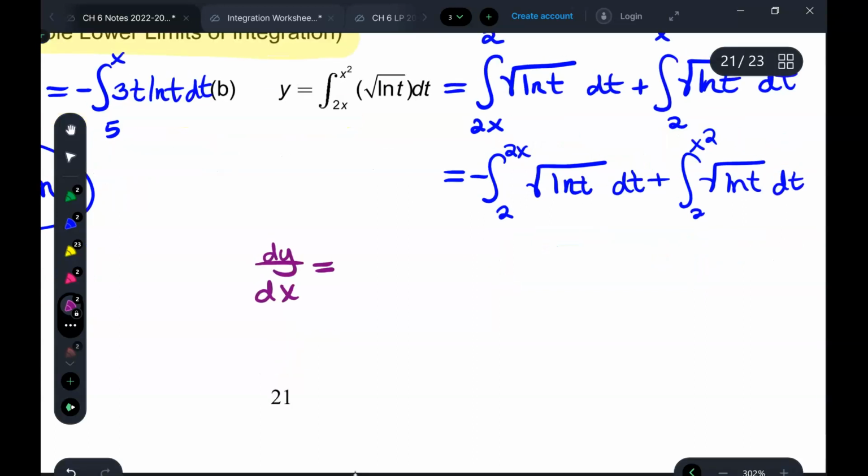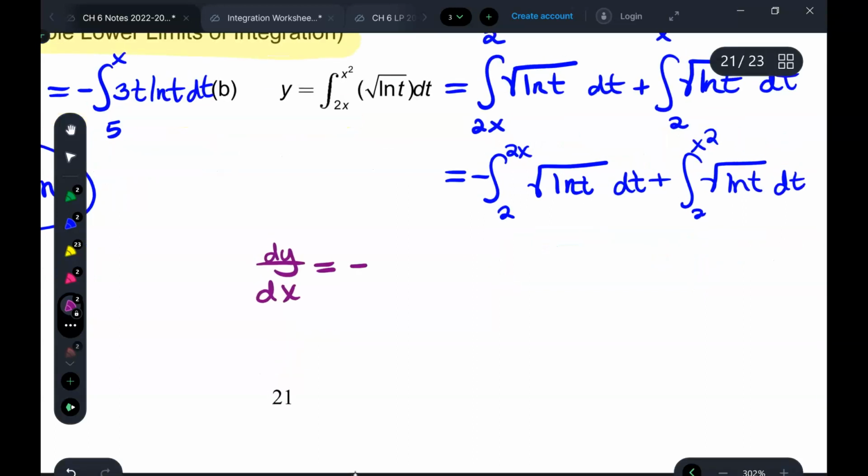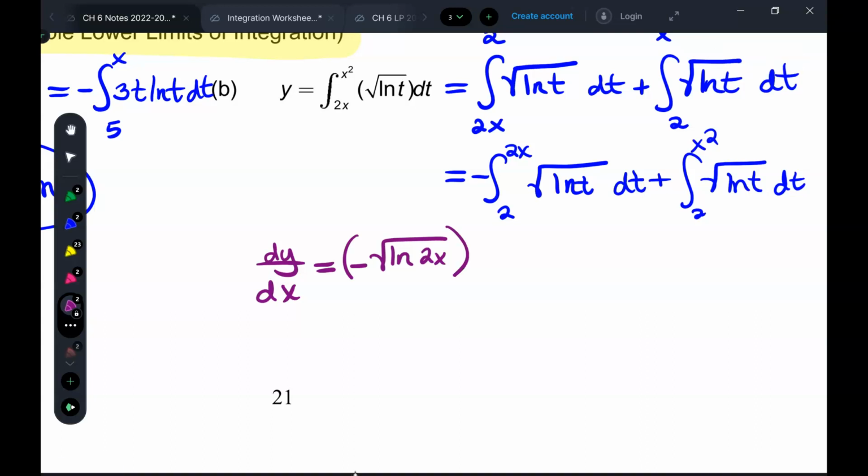Okay. So we're going to have a negative square root of natural log of 2x times 2. Actually, are we okay if I just put the 2 in front? That's a negative 2. Are we okay on that first part? Plus, yeah, the 2 is the chain rule. So it's not the constant, it's the chain rule.